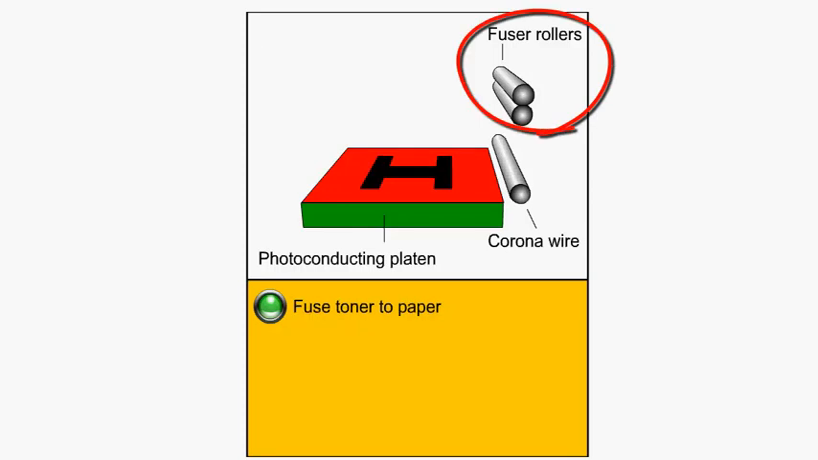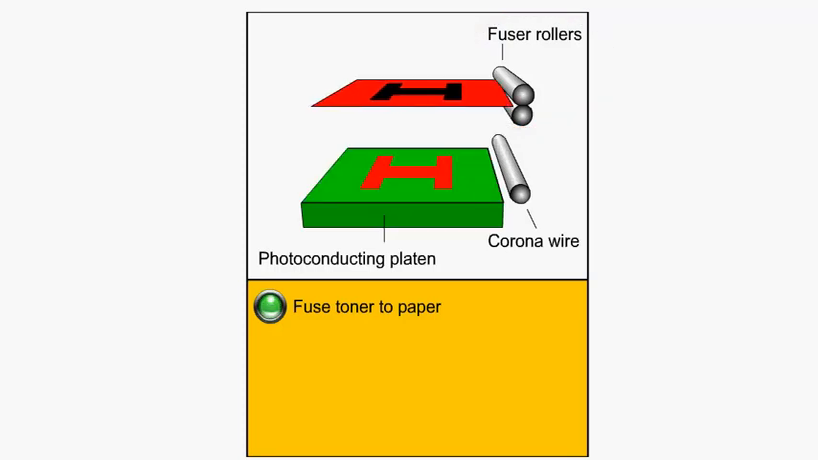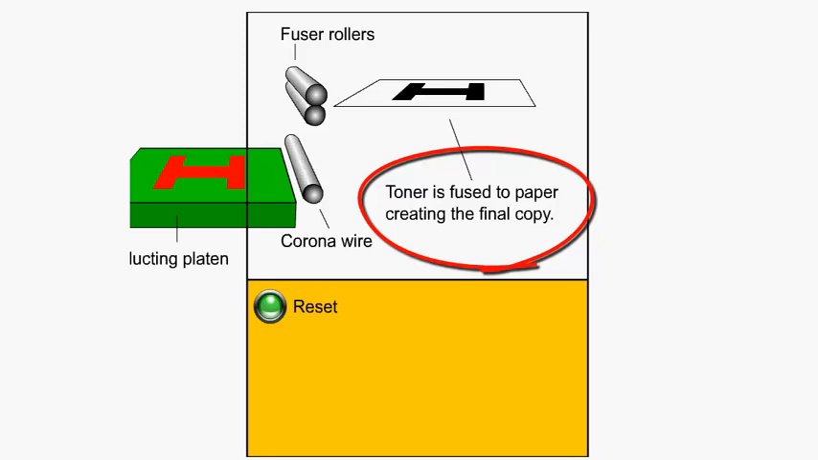Our next step is to use the fuser rollers to fuse the toner to the paper. The toner is now fused to the paper and we have our final copy. So, that's how a photocopier works.